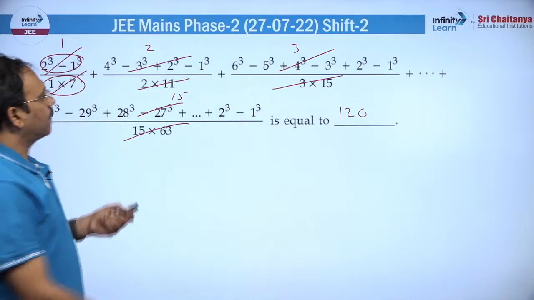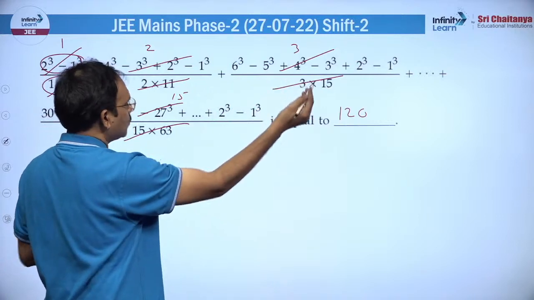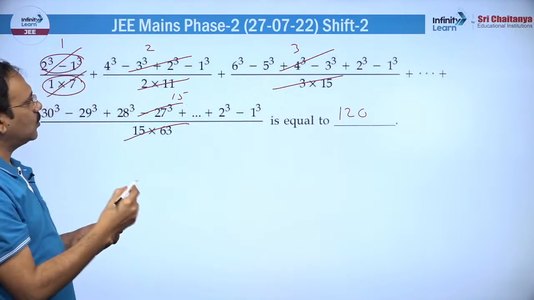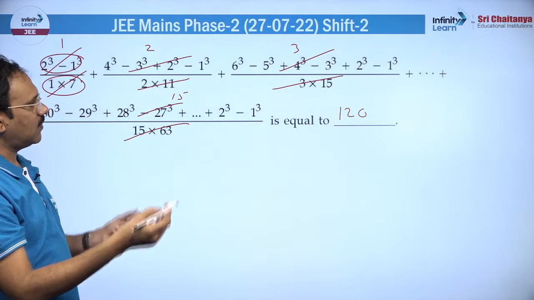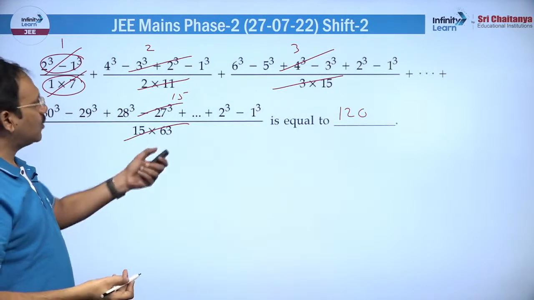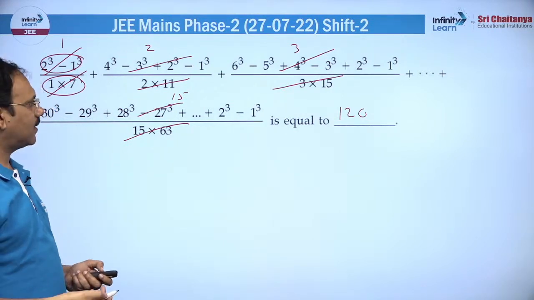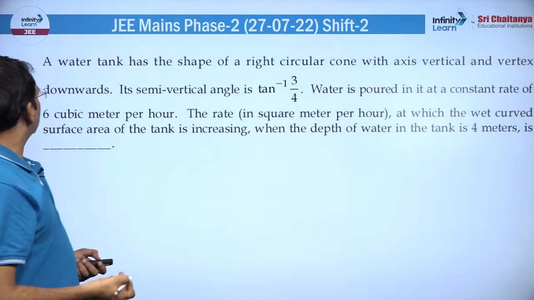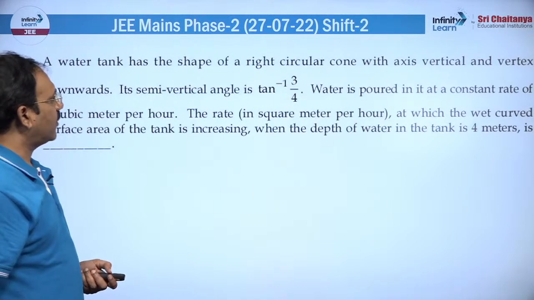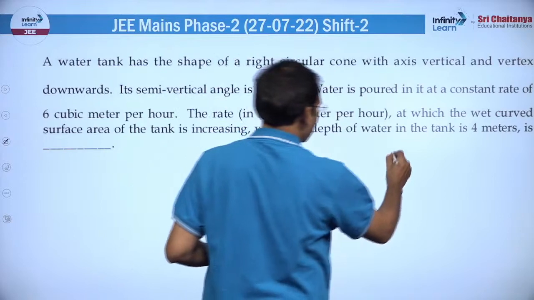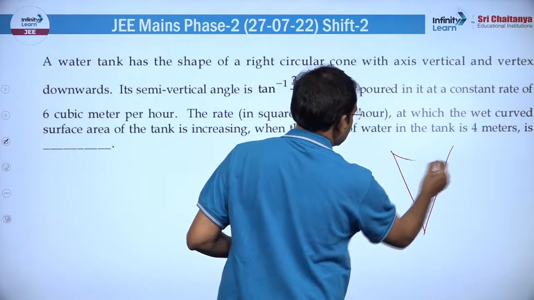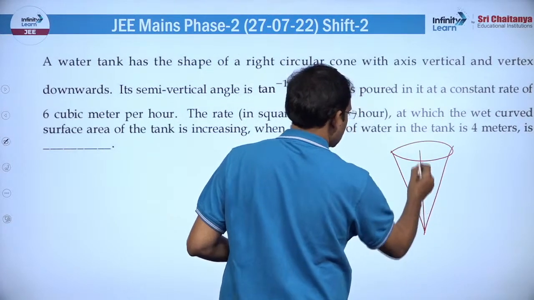1, you see, 6, 4, 2, that means 2 cube we can take common, 1 cube plus 2 cube plus 3 cube minus of that. The work is to be done, but you can also observe this particular thing. Next, you see, the water tank has the shape of a right circular cone with axis vertical. You know, this is a very standard question.